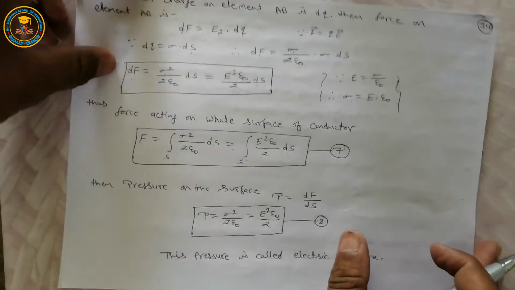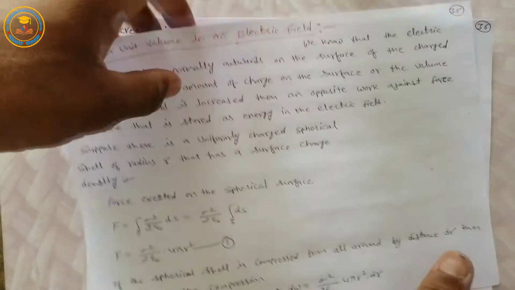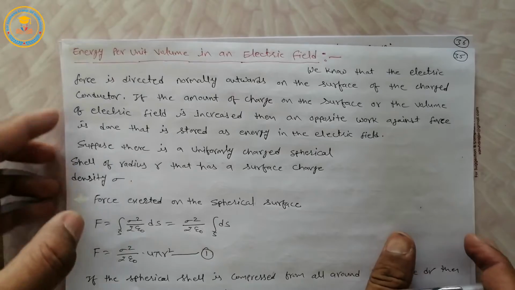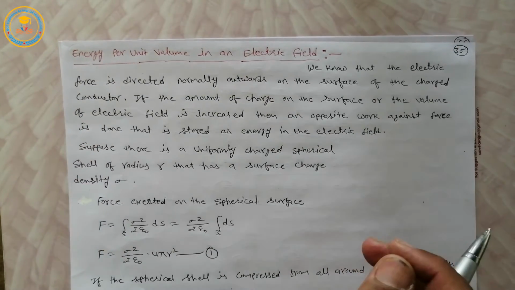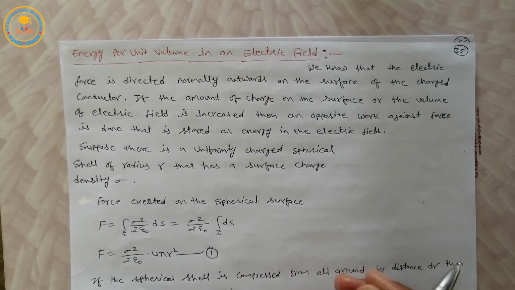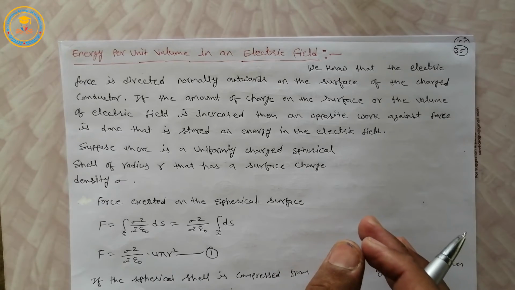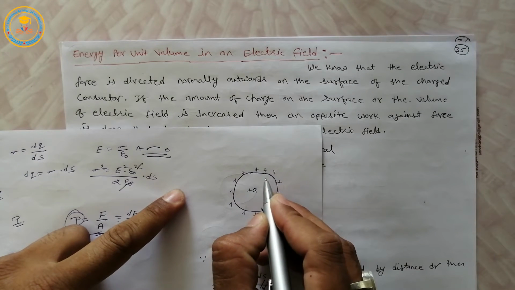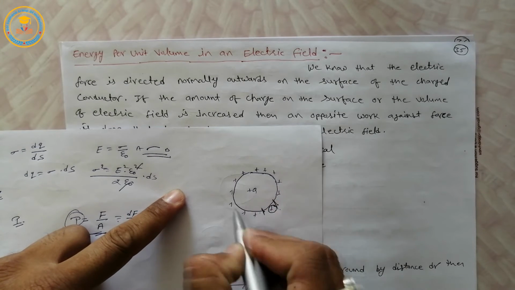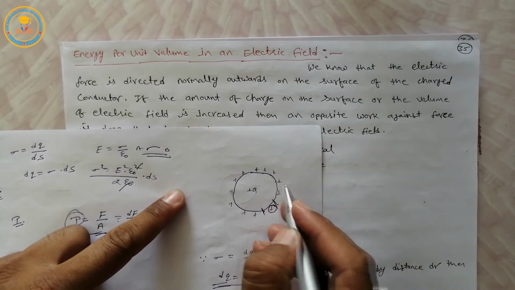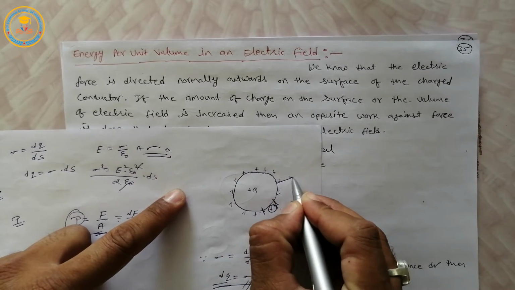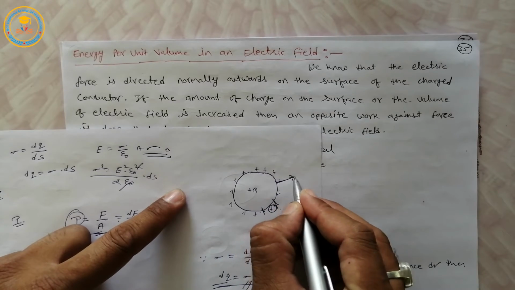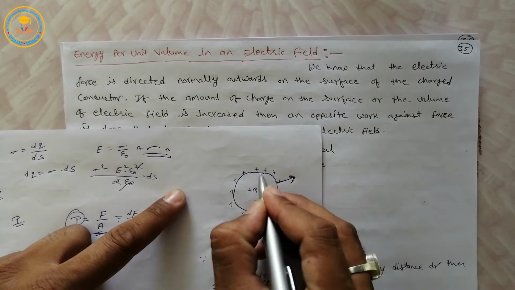Our next topic is energy per unit volume in an electric field. We know very well that the electric force is directed normally outward on the surface of the charged conductor. If we have this charged conductor, then the force acting on this surface area is directed normally outward, like this.